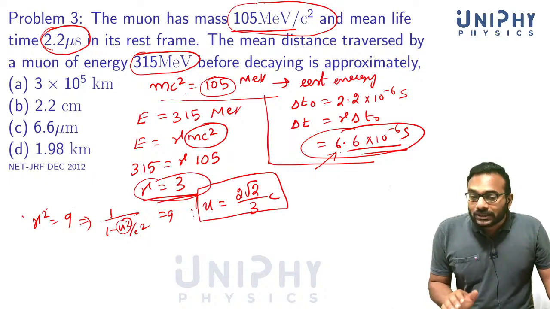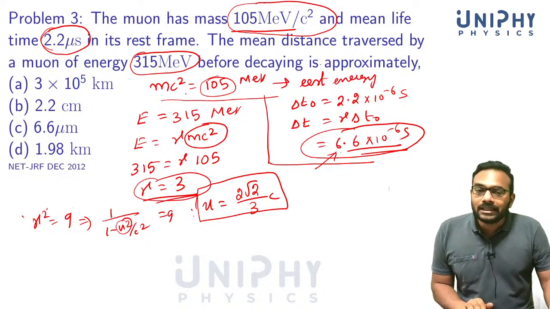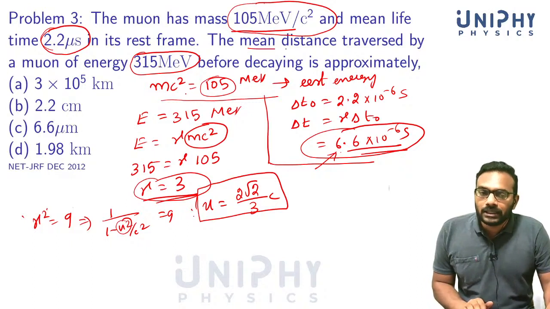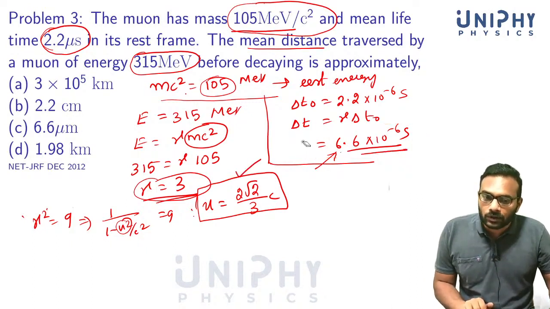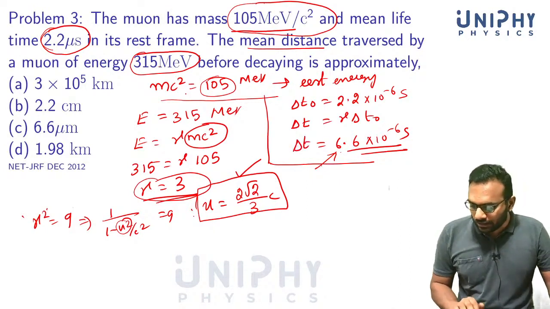Now the question is, what's the distance traveled? Right, the mean distance traveled. What's the mean distance traveled? So we have got the velocity here, we have got the lifetime of the muon. Okay. So we have got velocity and we have got lifetime.